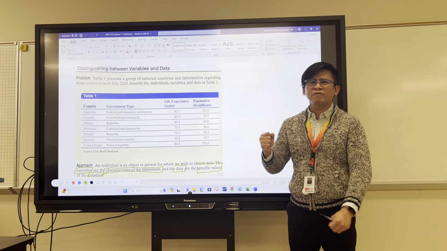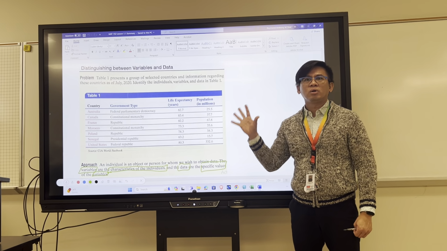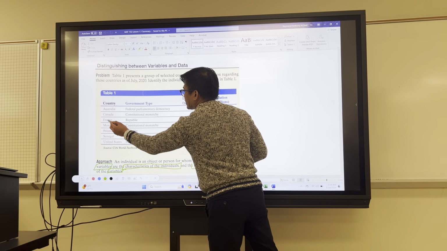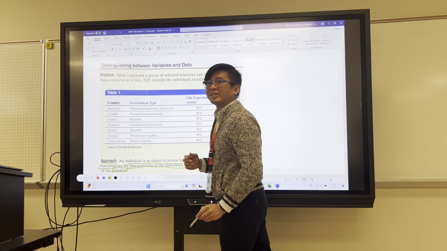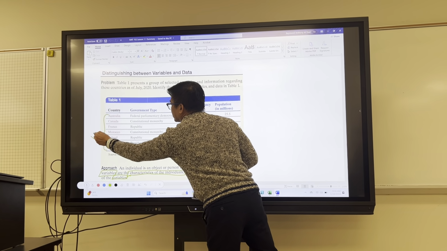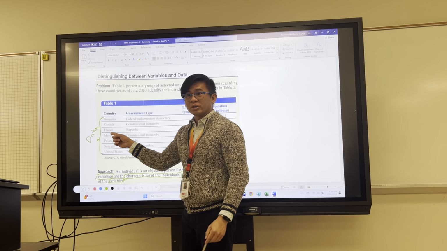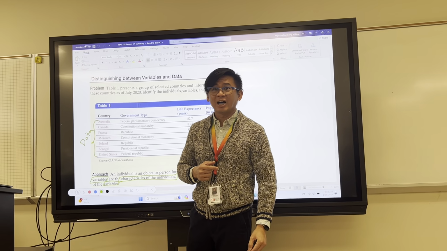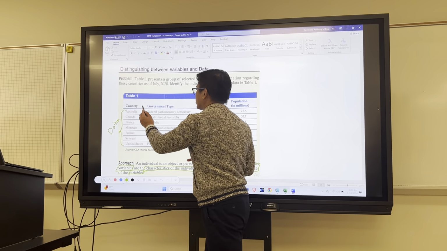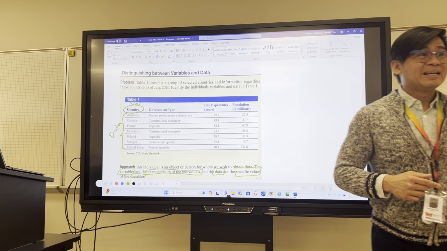Talking about this table, can you give me a variable from this table? The country. Are you talking about these countries, or are you talking about the word country? Those countries in here are called what? That is a data, because that's the input of each of the countries. Are we cool? What is the variable then? Country, the country itself. So this is the variable. Are we cool? Got it?